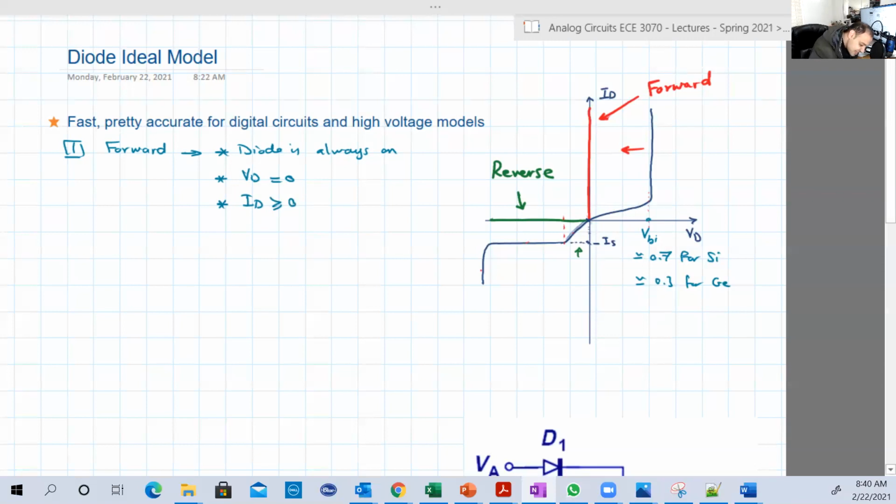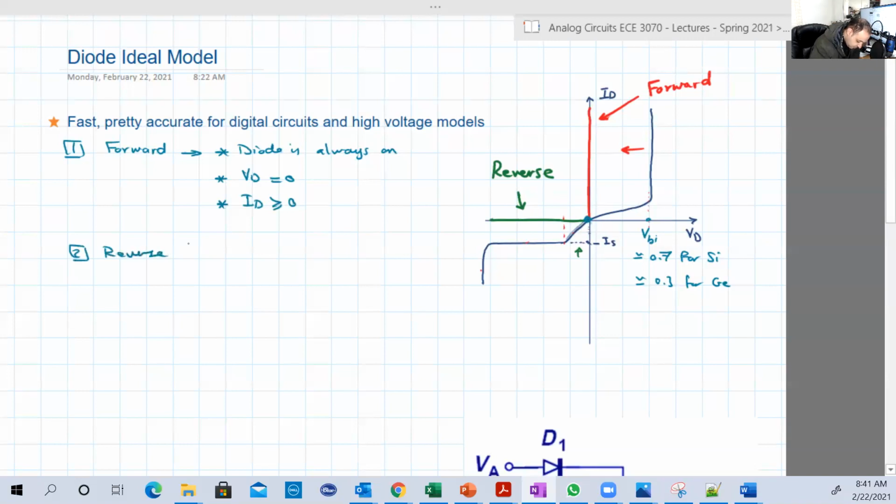Because this transition point belongs to both. It's a transition point between off to on or on to off. That's why you may find the current equal to 0. That's fine. That's for forward. Okay, how about the reverse?